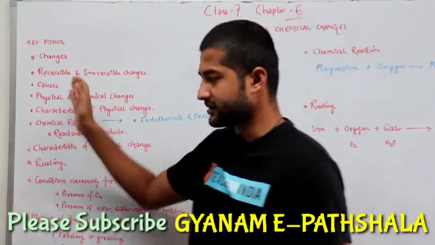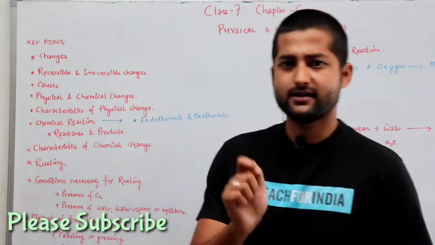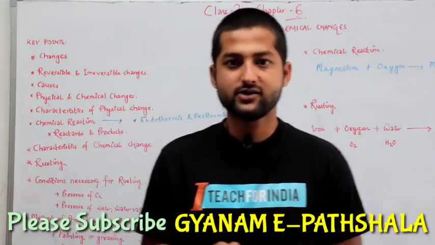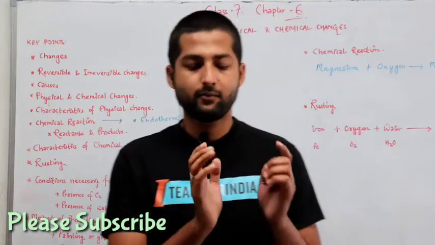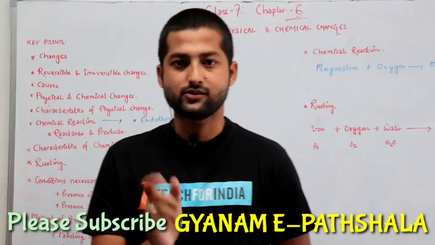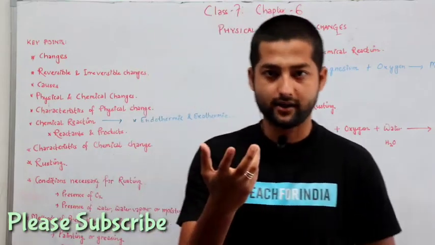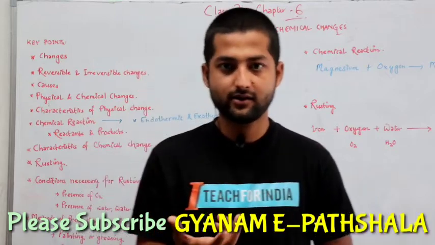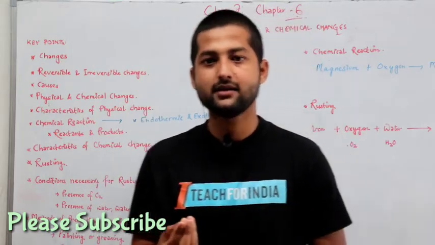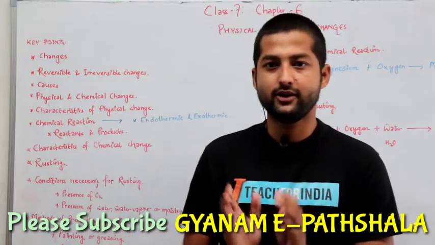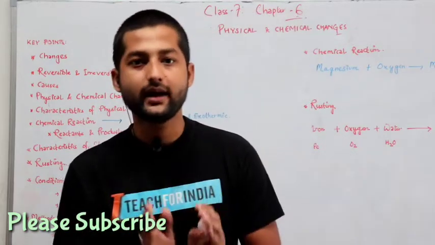Now, causes. So there is a requirement of a cause for any change to occur, right? Change is a constant thing, and for every change there must be a cause. For example, the ice melts to water. What is the cause of that change? The heat. When we provide heat to the ice, it melts to water. So for every change in nature, there must be a cause.